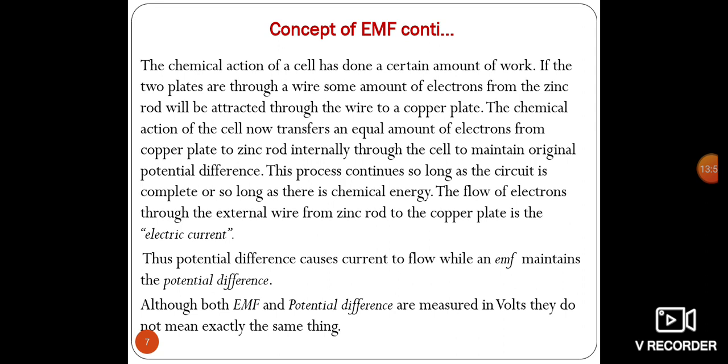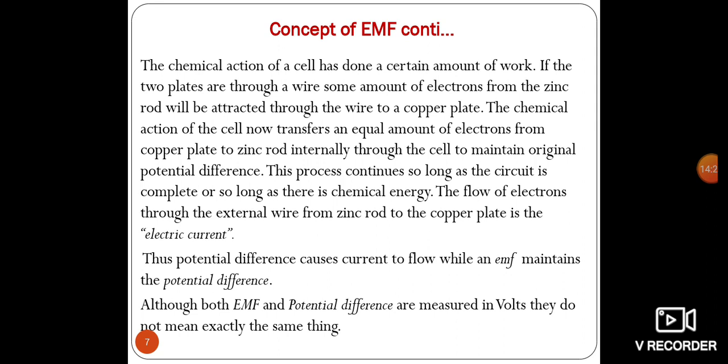The chemical action of a cell has done a certain amount of work. So we can see that the chemical action has done some work of moving the electrons from the copper electrode to the zinc electrode, which is the cathode, that is, anode to cathode, and in this process some amount of work is done by the chemical action.